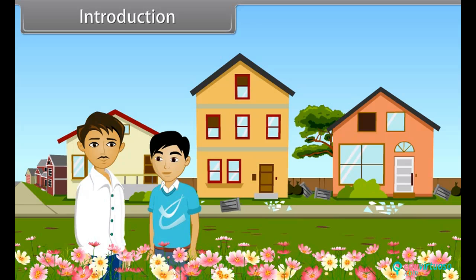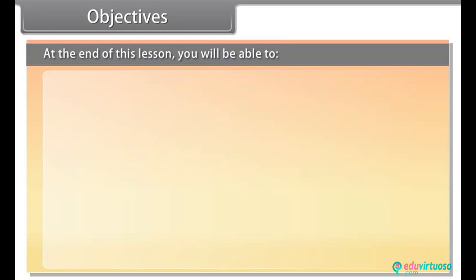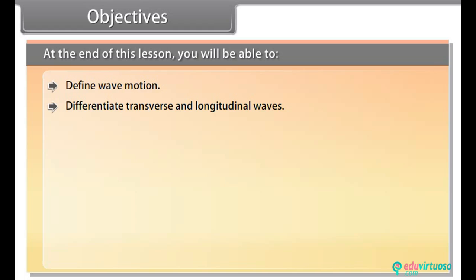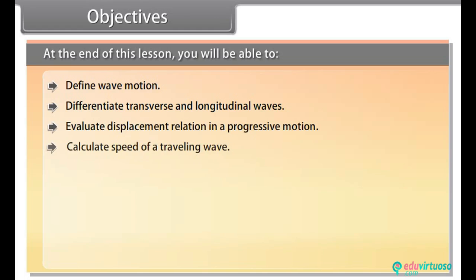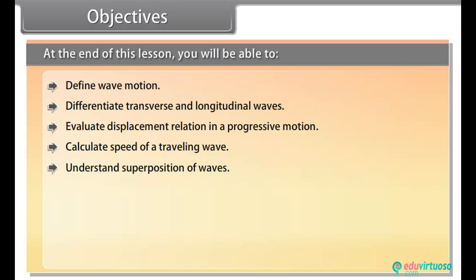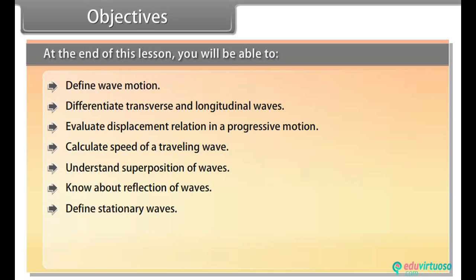Children, today we will study more about waves. Objectives. At the end of this lesson, you will be able to define wave motion, differentiate transverse and longitudinal waves, evaluate displacement relation in a progressive motion, calculate speed of a traveling wave, understand superposition of waves, know about reflection of waves, define stationary waves, understand beats, analyze Doppler effect.